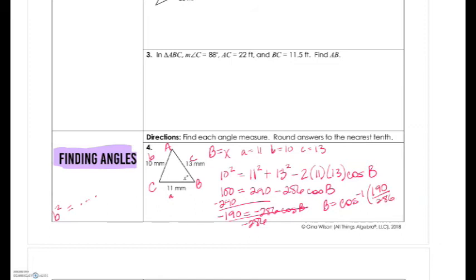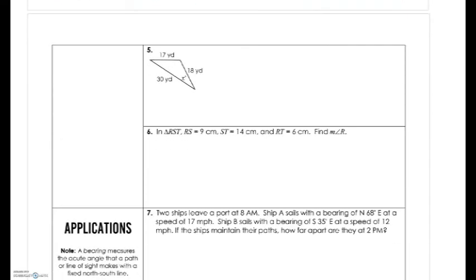The reason I wanted to leave it is because I like to give the calculator the most precise information, and 190 over 286 without rounding is more precise. So my capital B, which in this case is also X, you could write it either way, is going to end up being 48.4 degrees when you do the inverse cosine of 190 over 286. So I think that you can apply those rules to do number 5 and number 6.